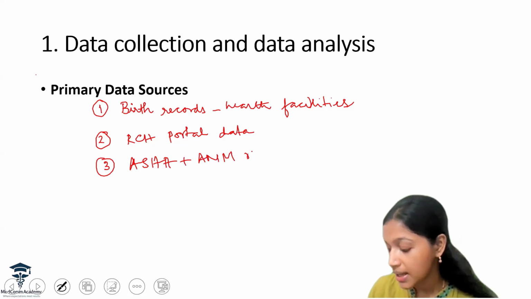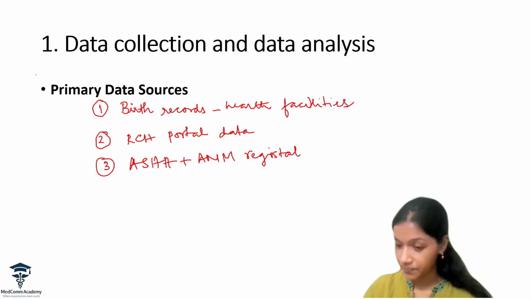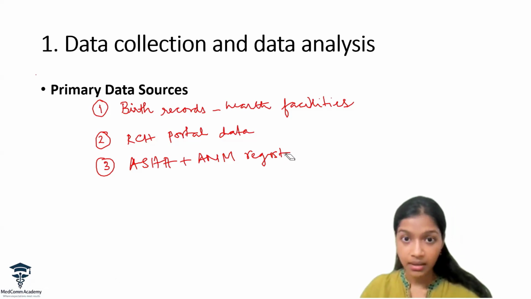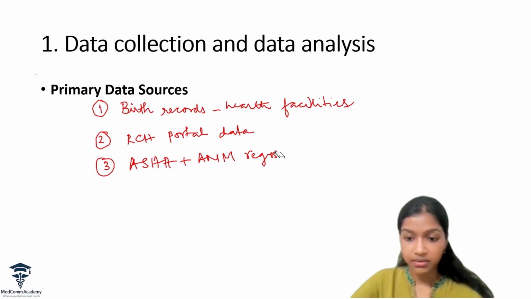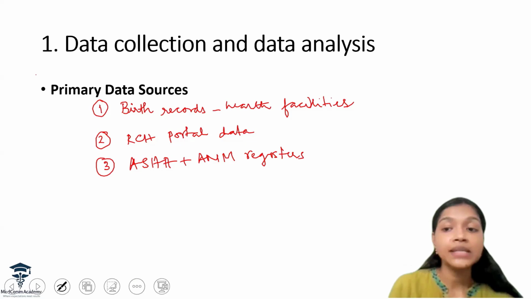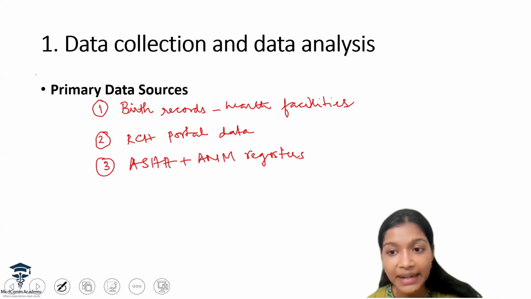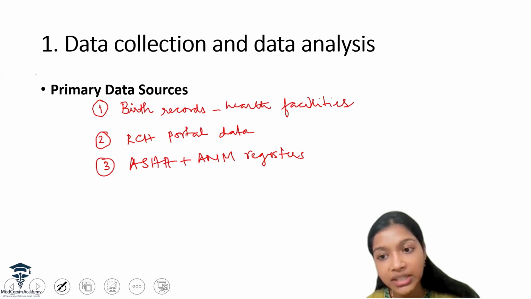Even ASHA and ANM registers. See, ideally it is expected that a block at this stage will have 100% institutional delivery, but it can happen that a mother gives birth at home itself, or somewhere with the help of a village dai or something, right? So you might not find it in the health facility birth records. You might not find it in the RCH live birth records immediately.